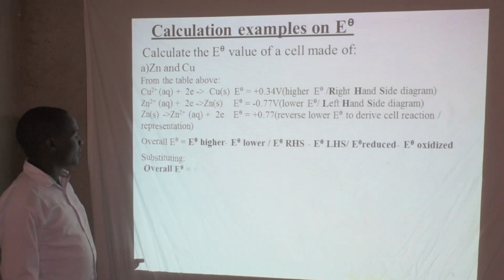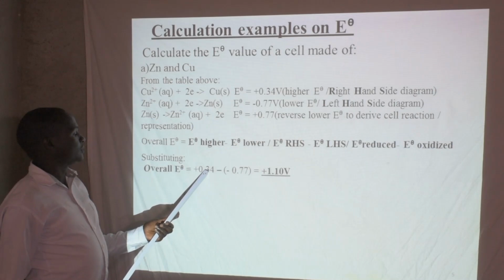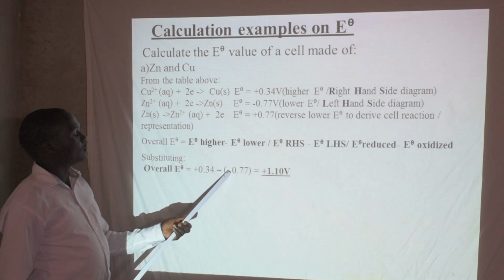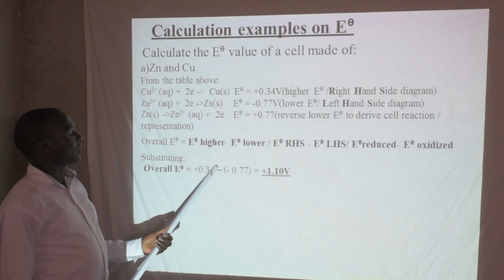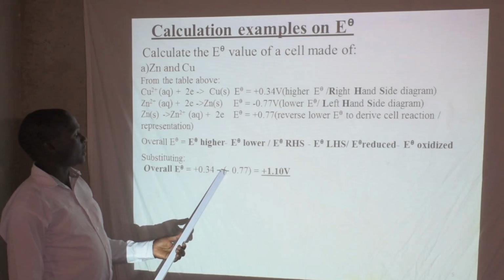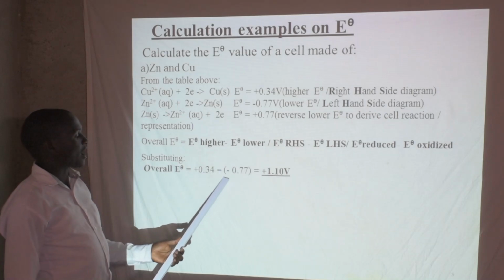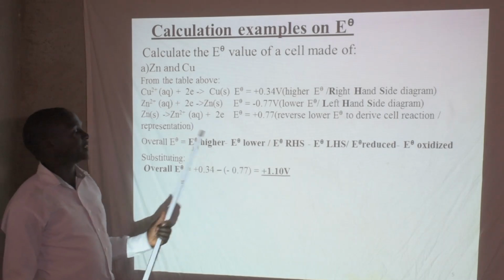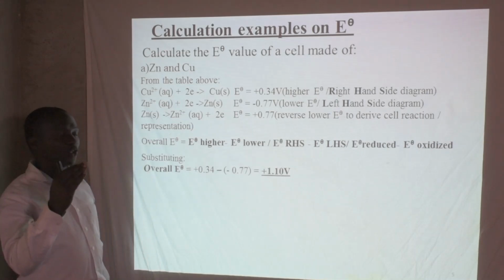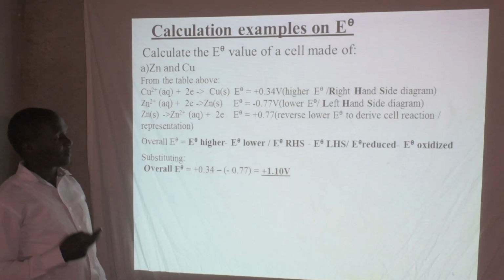Now substituting this, we have 0.34 minus negative 0.77. In mathematics, if you have two same signs, it gives you a positive sign. Therefore we have here a positive, and you add the two of them to give you an electromotive force of 1.10 volts. That's a perfect example.